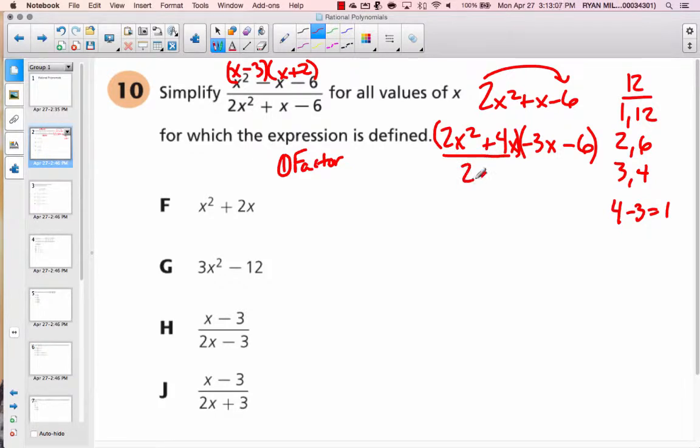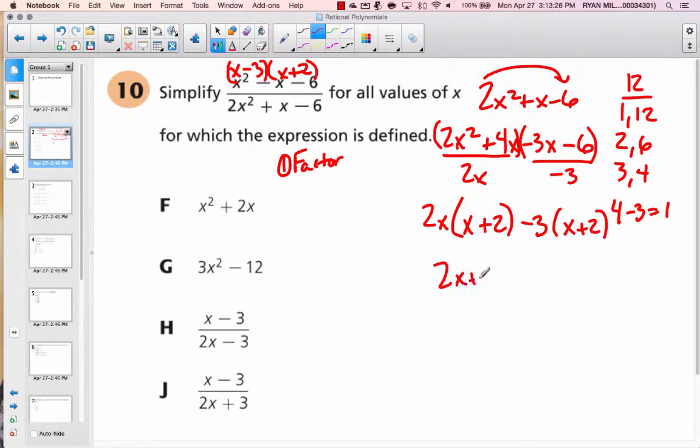Out of this one, I'm going to pull out a 2x. Out of this one, I'm going to pull a negative 3. So here I get 2x. Notice that's what's on bottom. Times, when I divide, I'm going to get x plus 2. Negative 3. Notice that's what's on bottom. And when I divide, I'm going to get x plus 2. And so I'm going to have 2x minus 3, sorry, that's minus 3, and then x plus 2. So the bottom of this is 2x minus 3 times x plus 2.